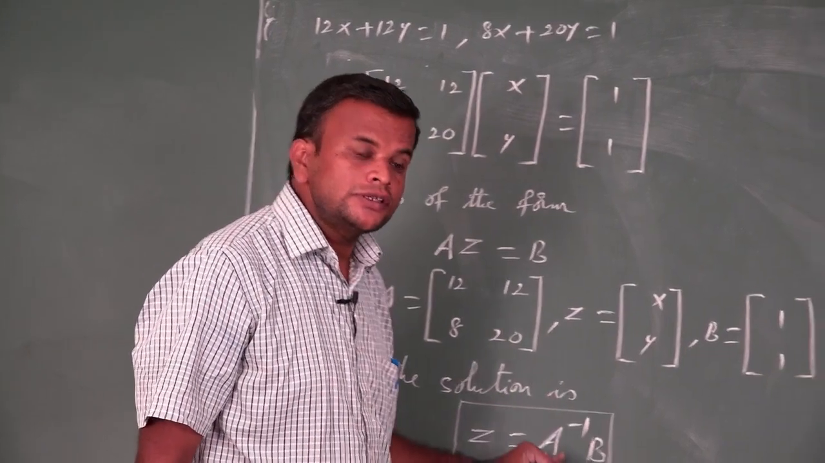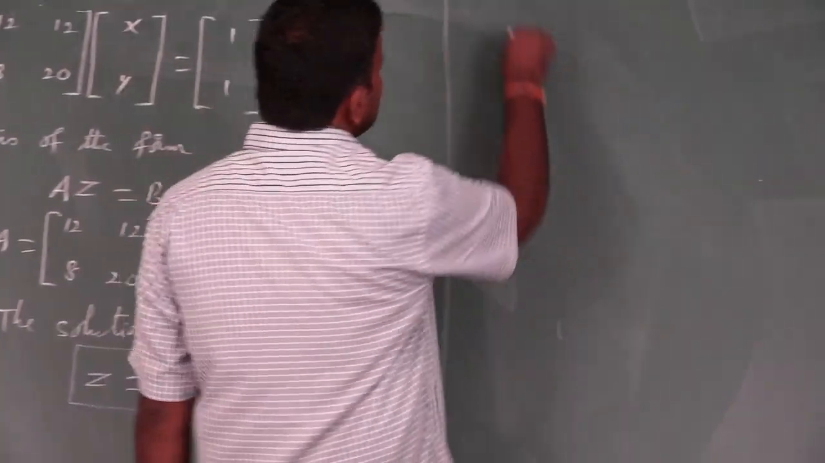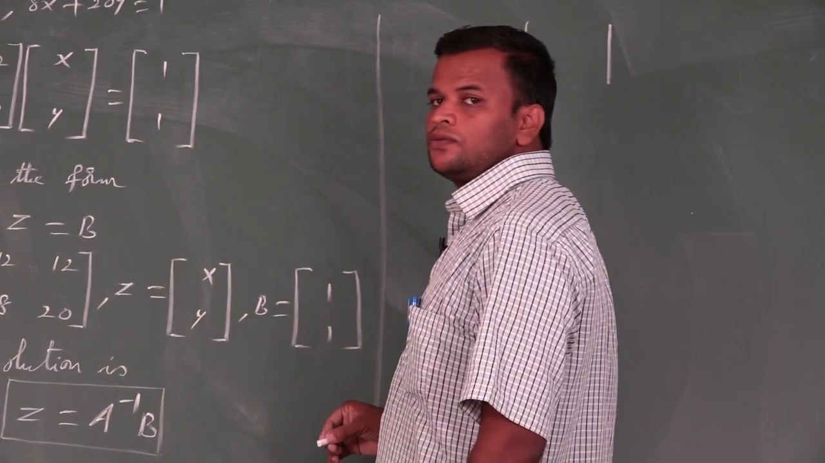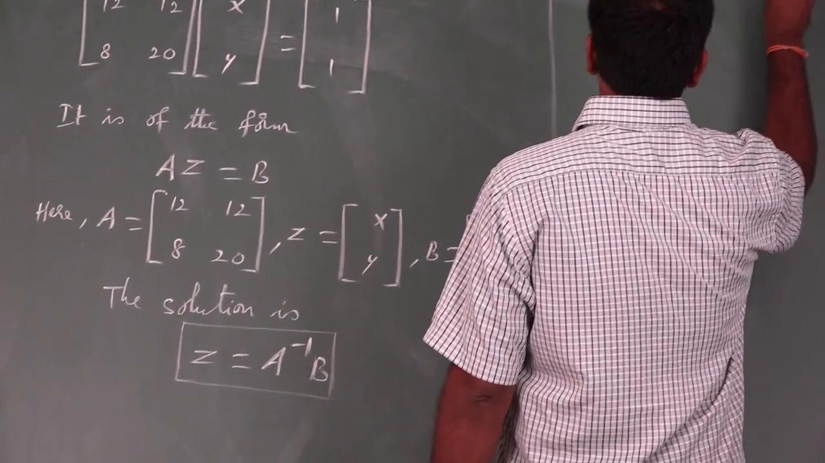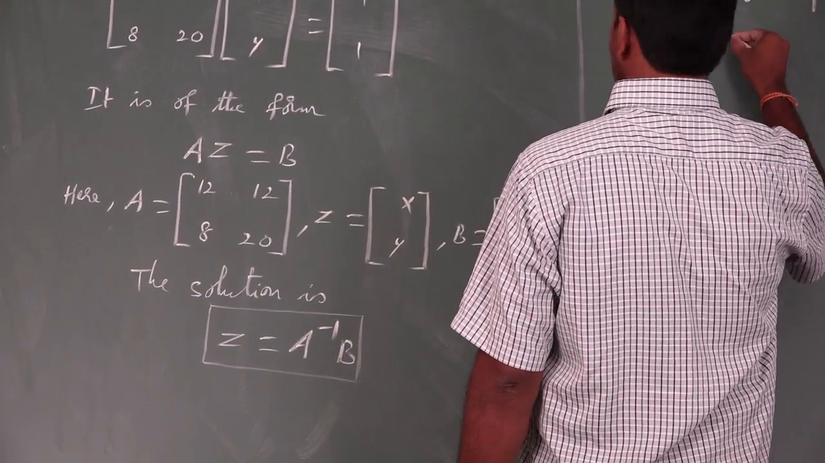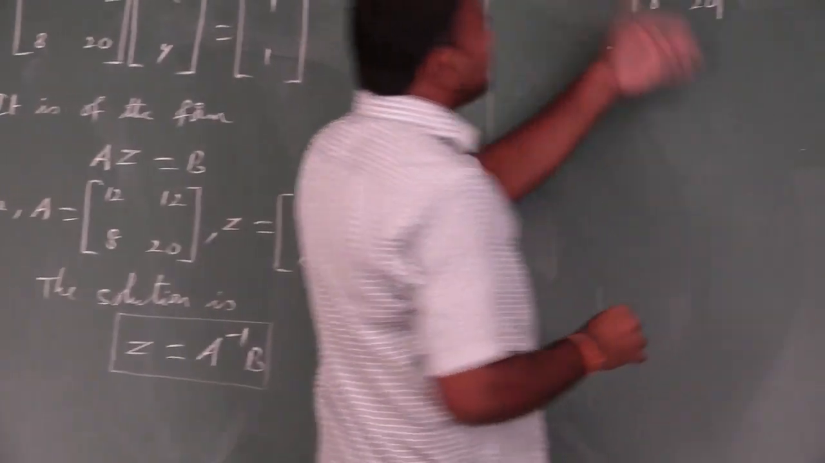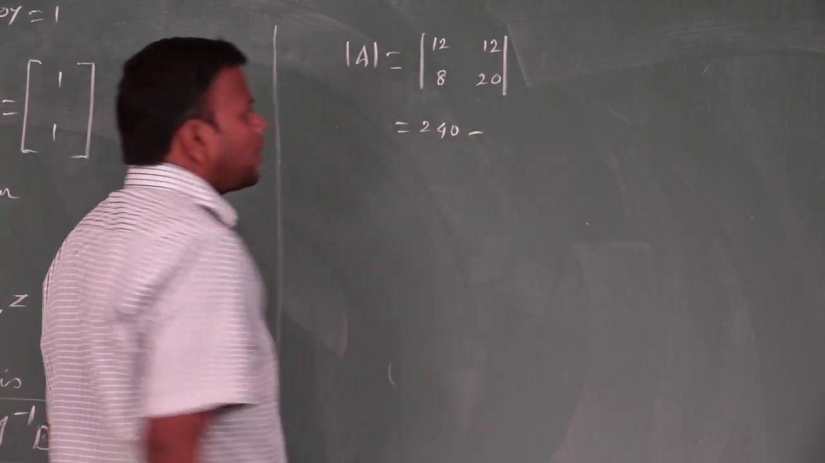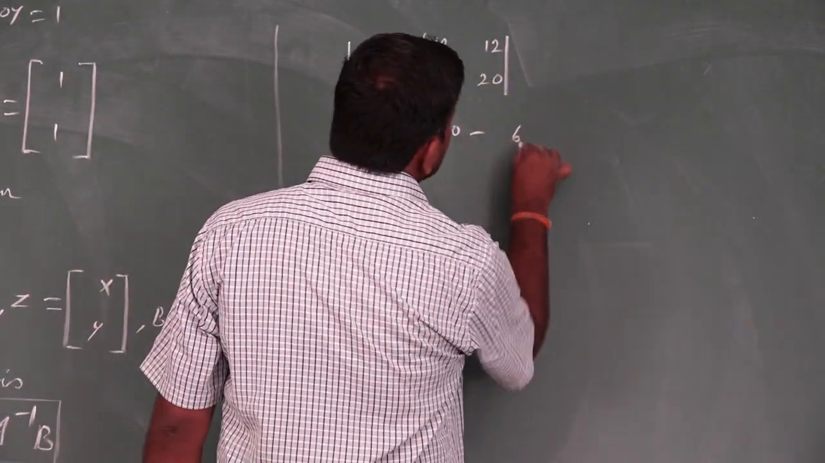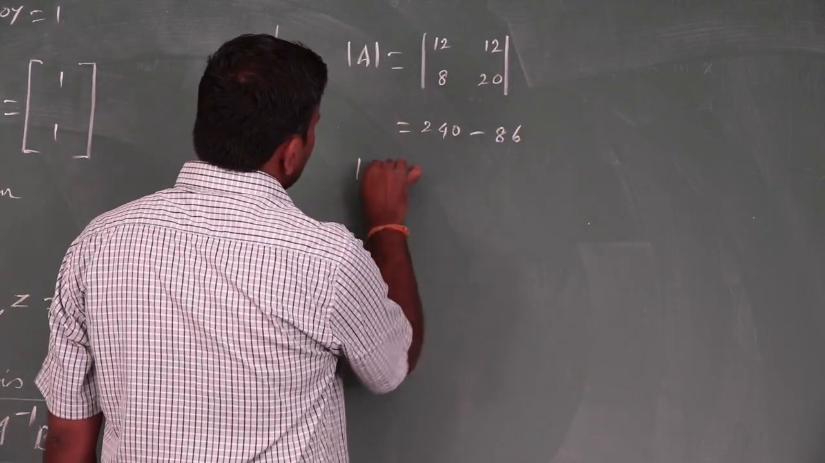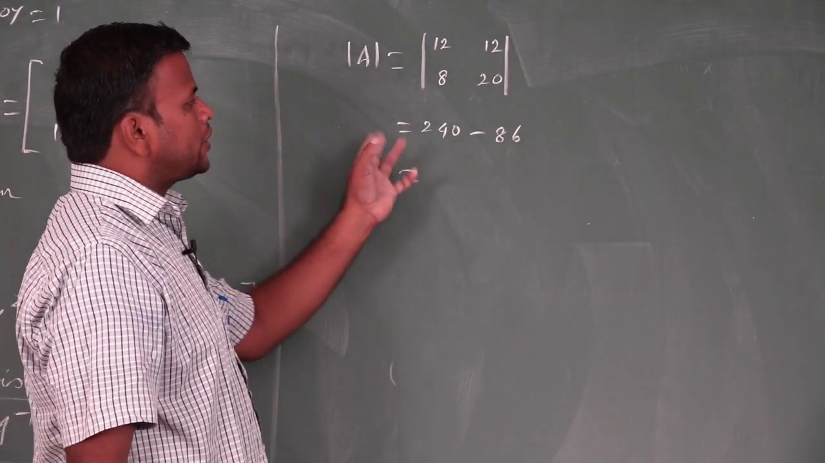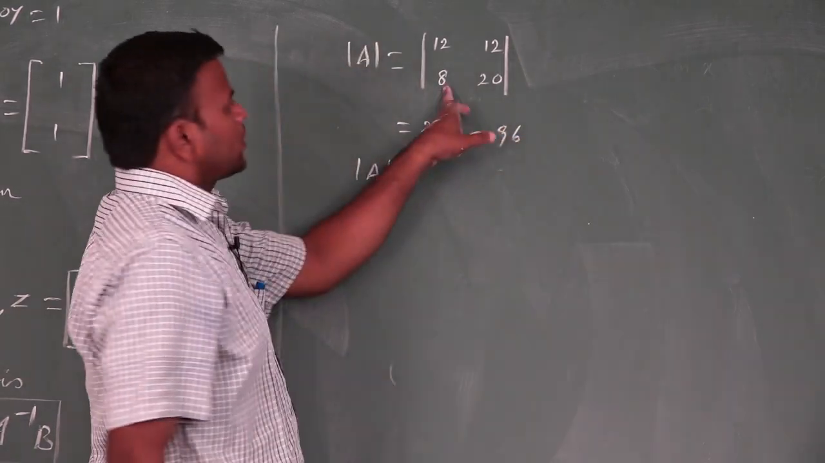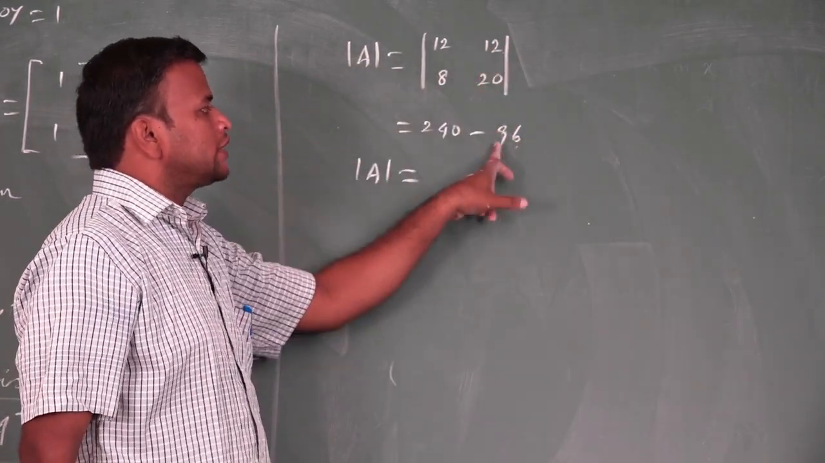To find A inverse, first we find the determinant. So determinant A, the value of 12, 12, 8, 20. We directly multiply. 12 2s are 24. 1 0 is there, so 240. Minus 8 12s are 96. 8 2s are 16, remainder 1. So 1 is 8. 8 plus 1 is 9.